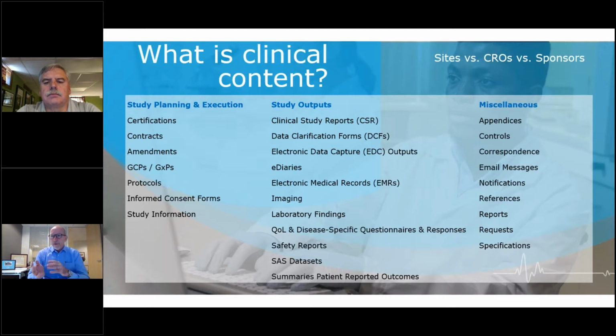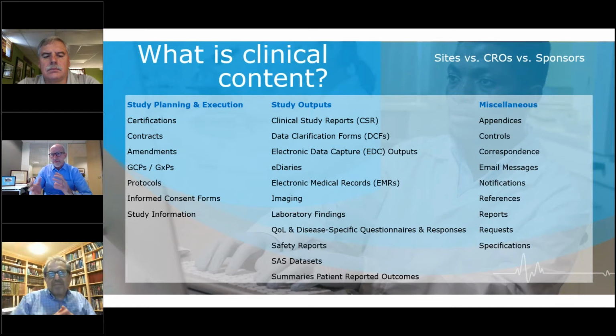But if we just talk about study planning and execution, this is the aspect of bringing in information associated with understanding the certifications of the bodies associated with the development efforts, the contracts that may be associated with these parties. And then there could be amendments to those contracts or even amendments to the protocols that may be executed in doing that clinical research. All of this obviously has to fall under certain regulations. Those would be good clinical practices and GXPs more generally. You've got patient-related information like informed consent and general study information. So that's the first bucket.